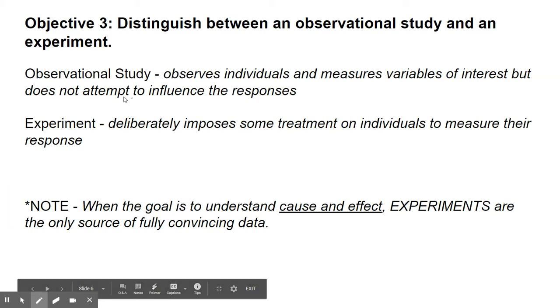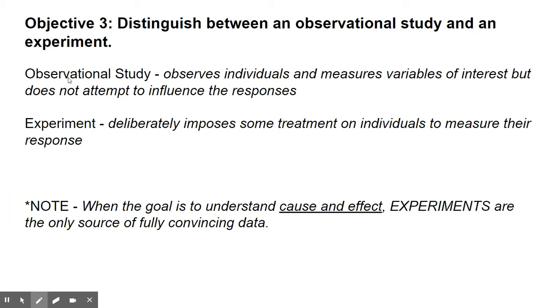Right, so the last objective here is to talk about observational studies versus experiments. For an observational study, you simply observe the individuals and measure variables of interest, but you do not attempt to influence. You're simply watching, monitoring. You're not providing them with what we call a treatment, versus an experiment where you deliberately impose some treatment on the individuals to measure the response. So you're enacting something on them and seeing if that influences their response.